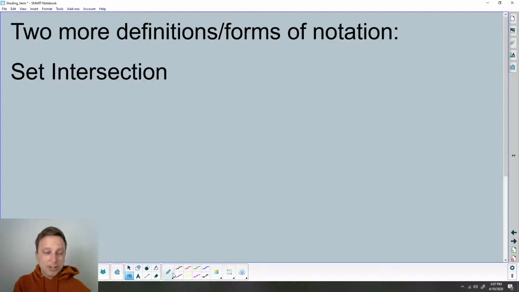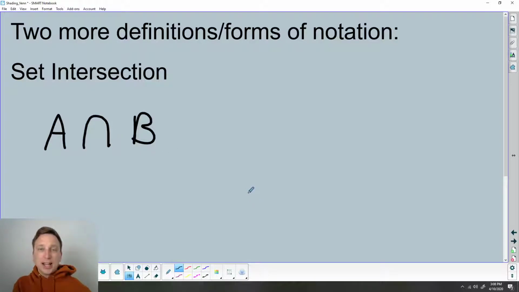The second type we can have is set intersection. So A intersect B is how we talk about this. So if we have two sets again, let's call them A and B once again. The way we notate intersection is actually an upside down U. And intersection is another way we can refer to as and.